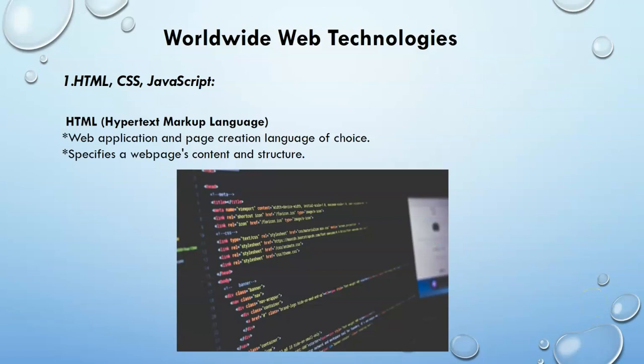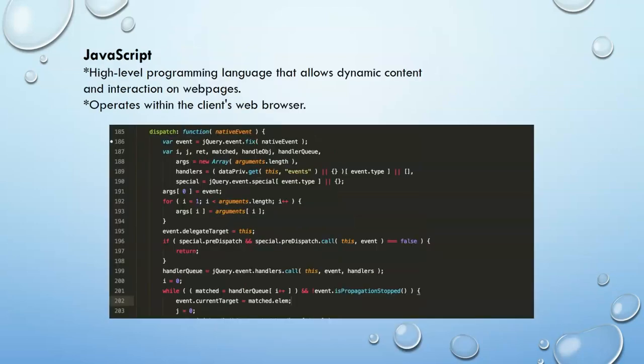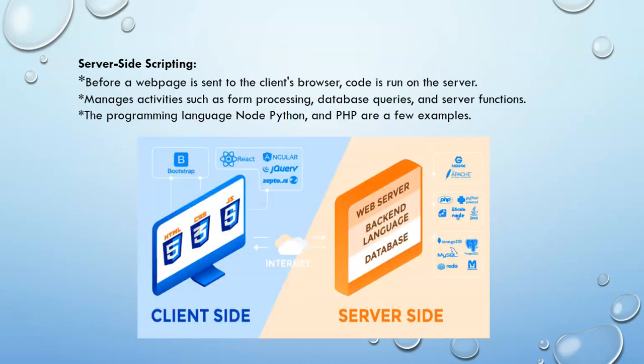World Wide Web technologies. The first one is HTML, CSS, and JavaScript. This is an image where you can see the code of CSS. This is JavaScript; you can see the code looks like this. The second one is client-side versus server-side scripting. Client-side scripting, you can see like this. Server-side scripting, you can see like this.